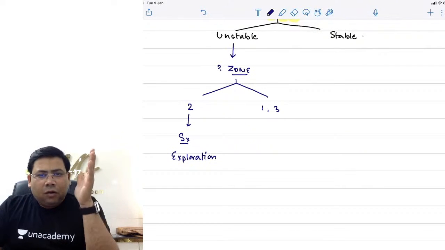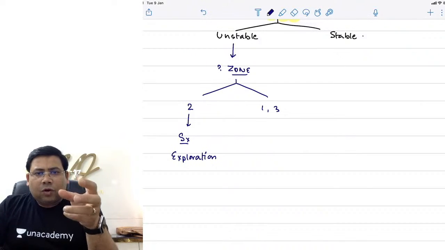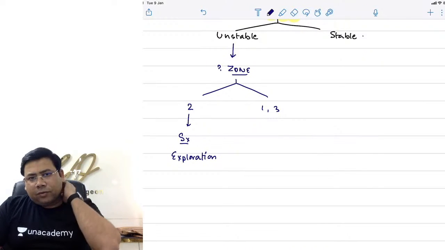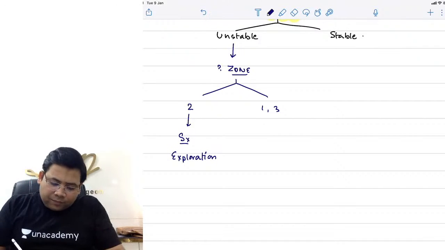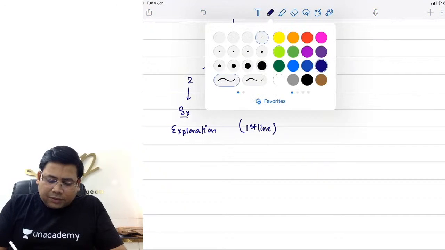Now if you have zone 1 and 3, before you go for the tedious, cumbersome process of sternotomy or mandibulotomy, let us try to seal this injury by coiling or maybe by passing a gel foam. So for 1 and 3, the first line management is angioembolization.